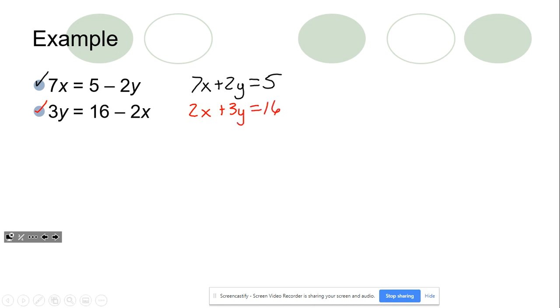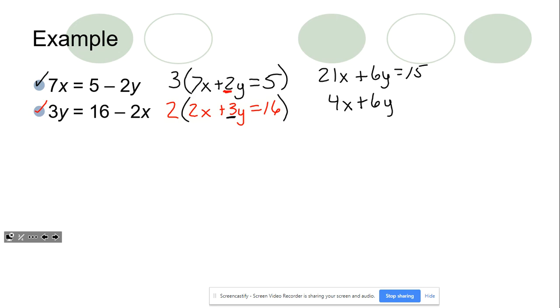Now, this time, I'll choose to eliminate y. So I know I'm going to multiply each of these equations. Since 3 is down here in the red equation, I'm going to multiply the top equation by 3. Since 2 is in the black equation, I'm going to multiply the red equation by 2. Hence, I end up with on top 21x plus 6y equals 15. And on the bottom, 4x plus 6y equals 32.